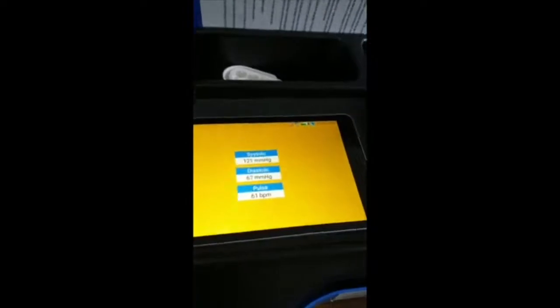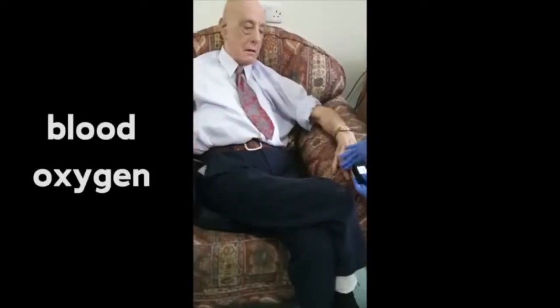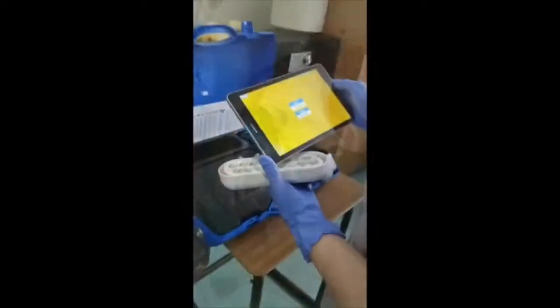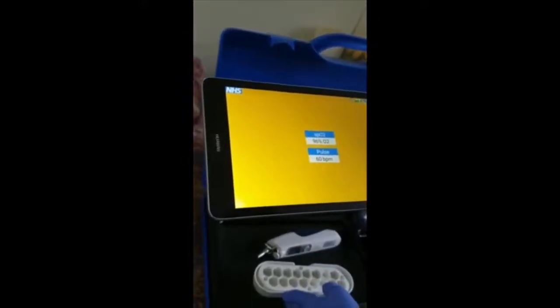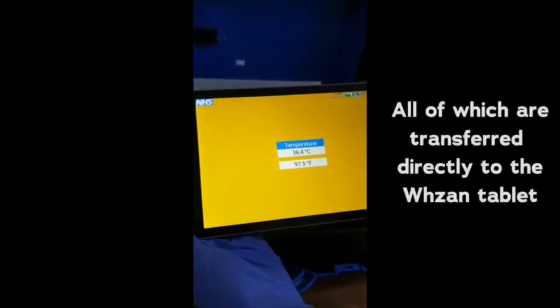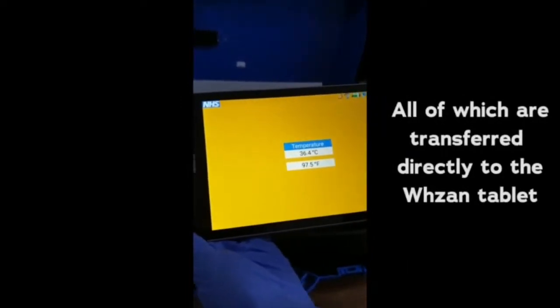Blood pressure is 121/67. Your blood oxygen is 96%. Your pulse is 60 beats per minute. Temperature is 36.4 degrees Celsius, 97.5 degrees Fahrenheit.